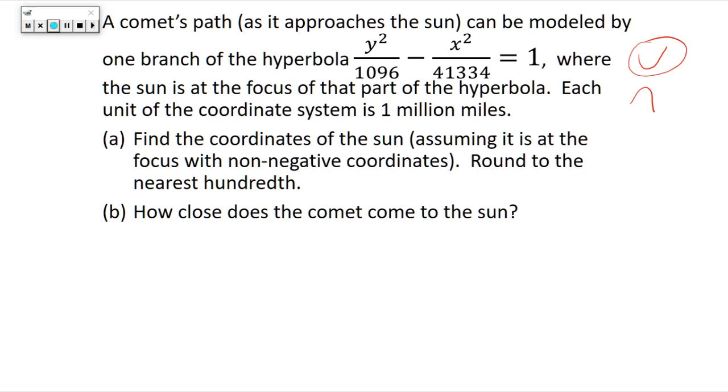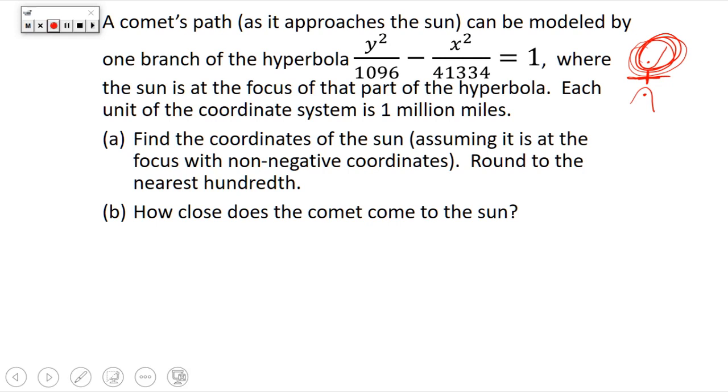Where the sun is at the focus of that part of the hyperbola. So the sun is either here, here, or here. And you should find the coordinates of the sun, assuming it is at the focus with the non-negative coordinates. Okay, so if we put 0, 0 right there, then this is the branch we're going to look at for this problem, because it will have non-negative coordinates. All right, round to the nearest hundredth, and how close does the comet get to the sun?